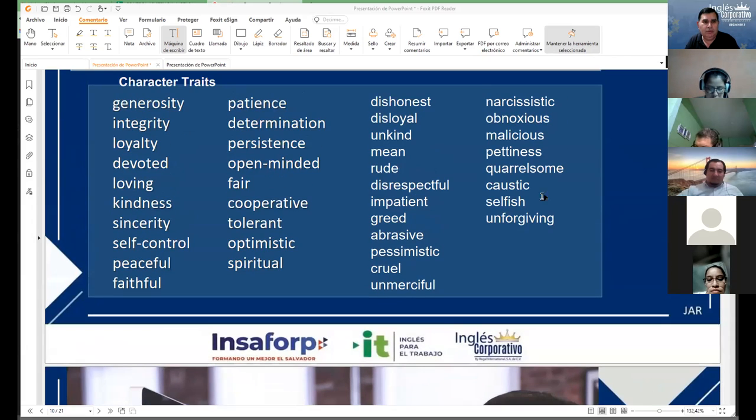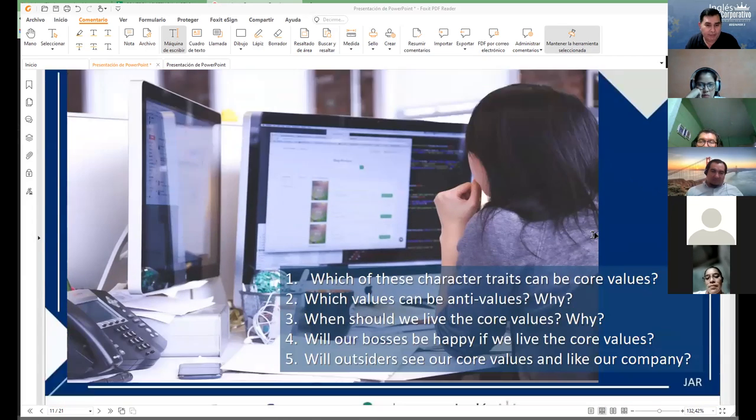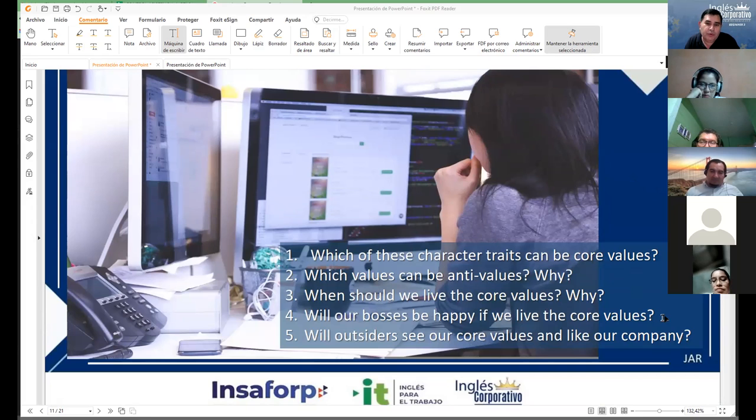So which values can be anti-values and why? So generosity. Sincerity can be. Another thing is that you work too hard. You work too hard. That is what? An anti-value in your family. You are all the time in the company and not with your family. So that is also another thing. Okay, so when should we leave the core values? Why?